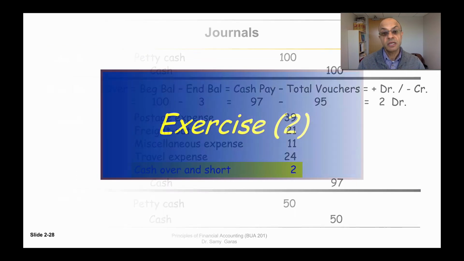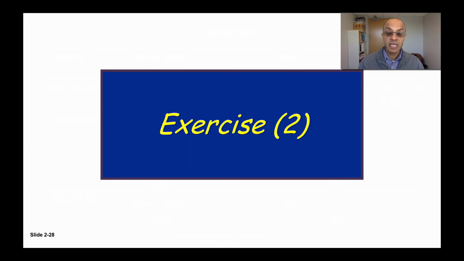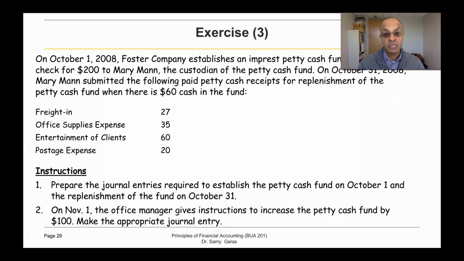Let us look at another example where we might see the cash as a credit balance. So here is a company, they decide to set $200 as a petty cash account. During the month, they made some expenses for freight, office supplies, entertainment, postage, and so on. By the end of the time, they had only a $60 cash balance. Then they decide to increase the cash fund by $100.